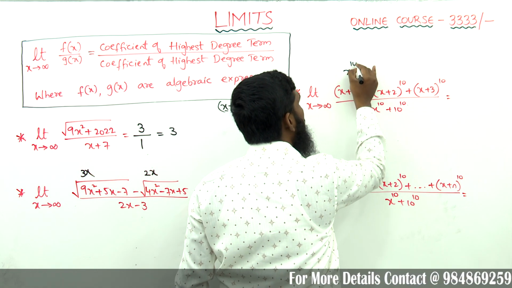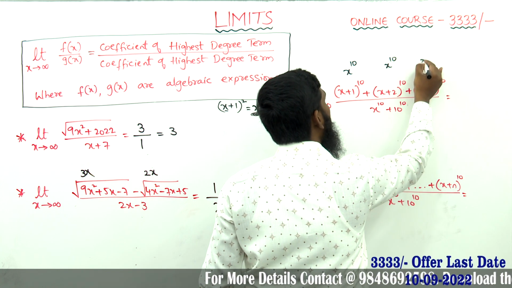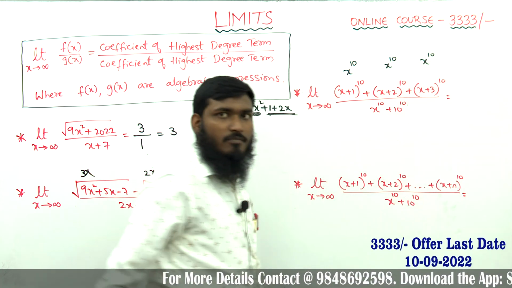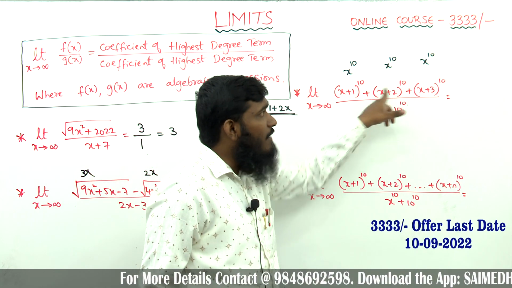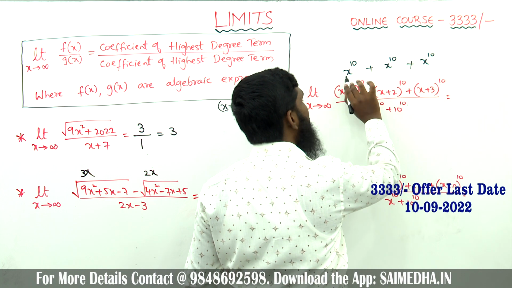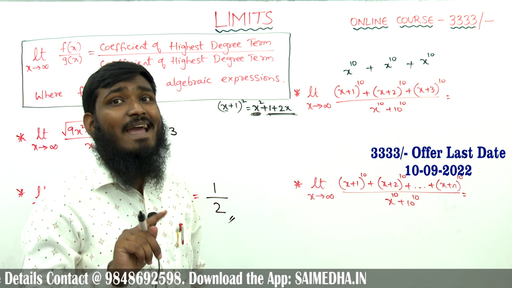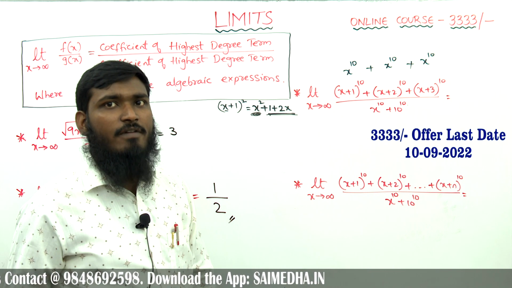This is x power 10, and this is also x power 10, and this is also x power 10. Now which sign do we have in the numerator? Plus. So x power 10 plus x power 10 plus x power 10 means we can write 3x power 10. We are adding that part.